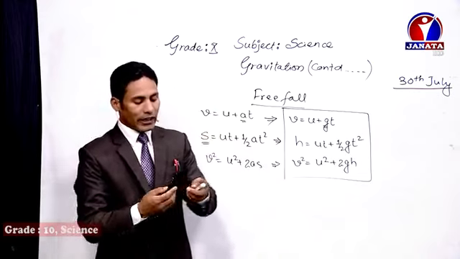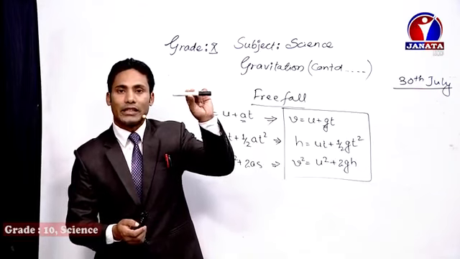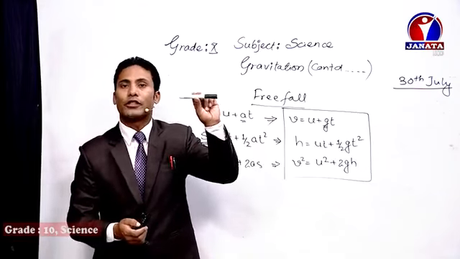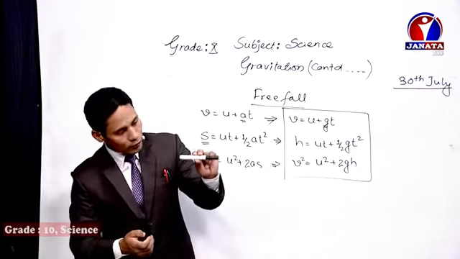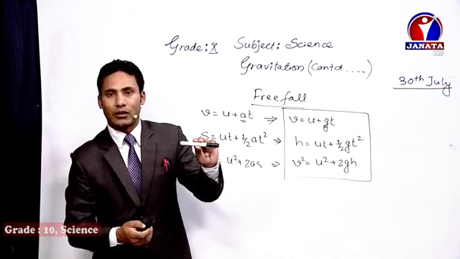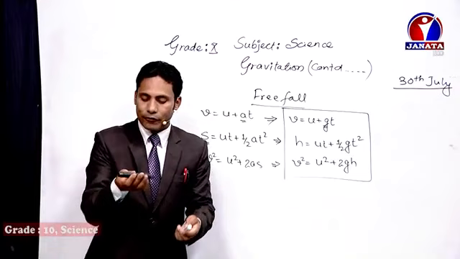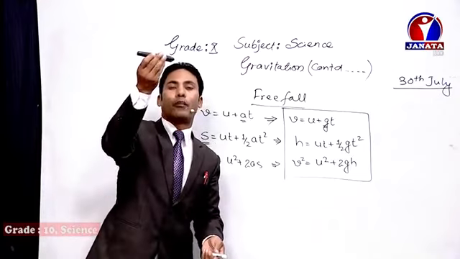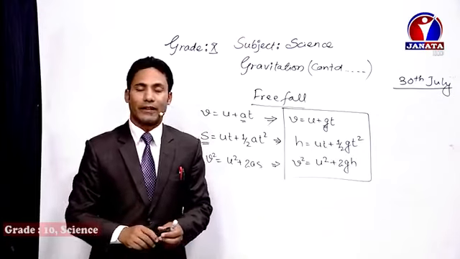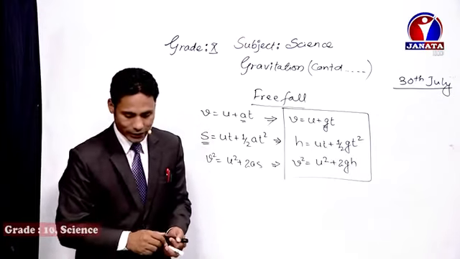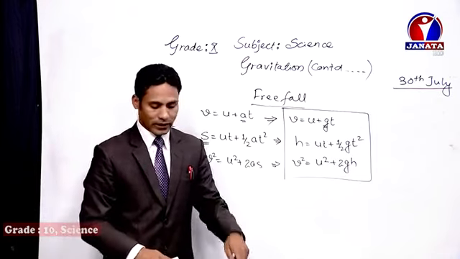Similarly, if the object is falling from a certain height, then the acceleration due to gravity is positive. The value of small g will be positive during the calculation, because the object is falling towards the center of the Earth, which is the direction of gravity. That's why it is positive. And if we throw the object vertically upward, then the value of acceleration due to gravity is negative. We take the negative value in that condition. So you need to know this point while solving these equations.